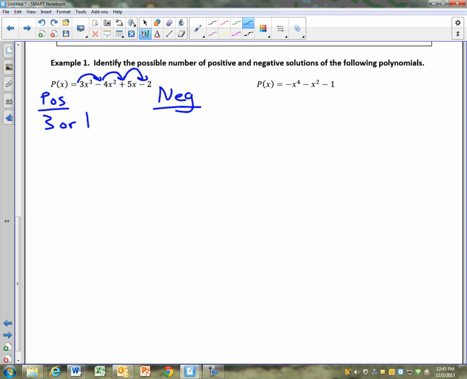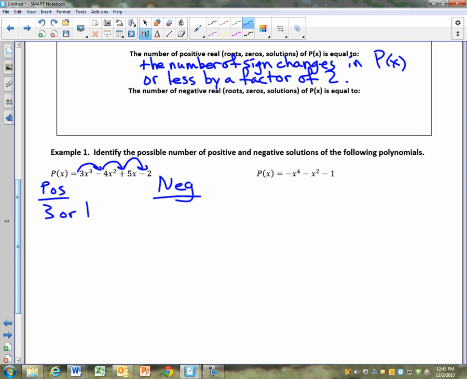I'm sorry. If there were 3 positive, then there would be 0 negative, right? But if there was 1 positive, there would be how many negative? 2. That's what you would expect, right? Let's see what happens. The number of negative real solutions of p of x is equal to the number of sign changes in p of negative x, or less by a factor of 2.